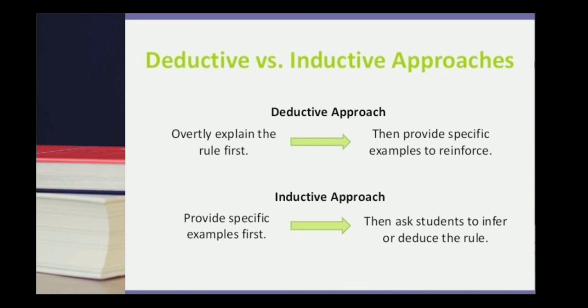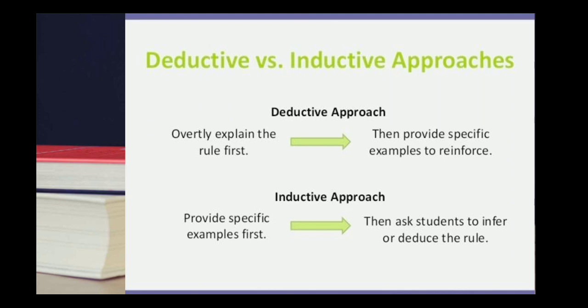In the inductive approach, you provide specific examples first, then ask students to infer or deduce the rule. For example, you ask the children to name different nouns. The children give you the nouns and you write the nouns in two columns. On one side, you write all the proper nouns, and on the other side, you write all the common nouns.